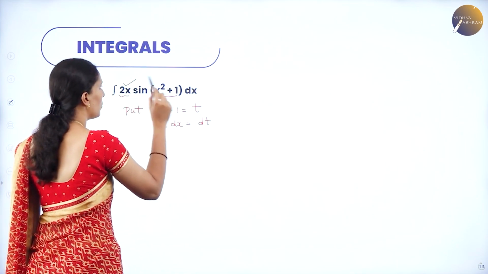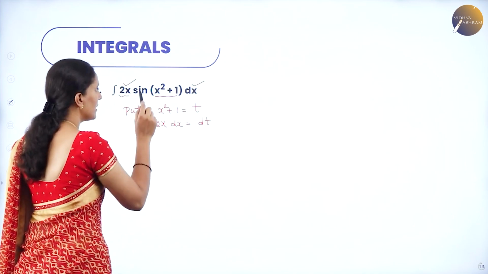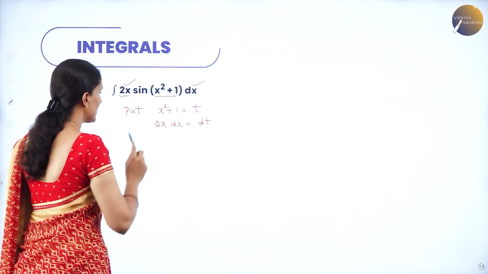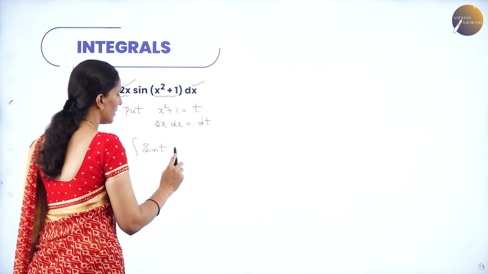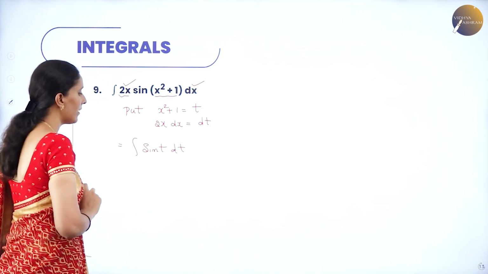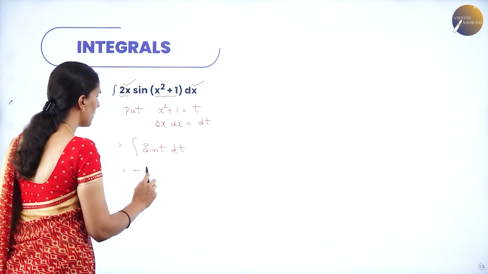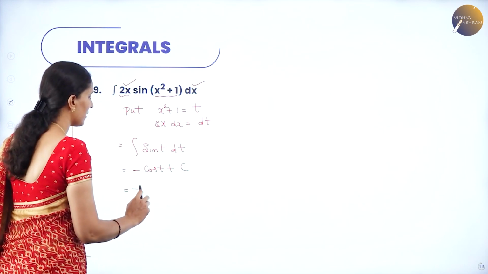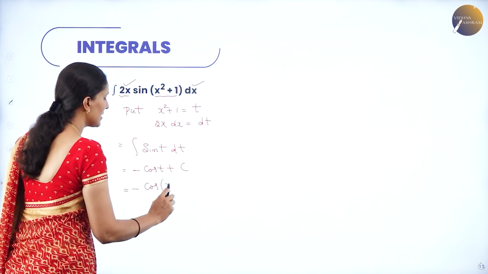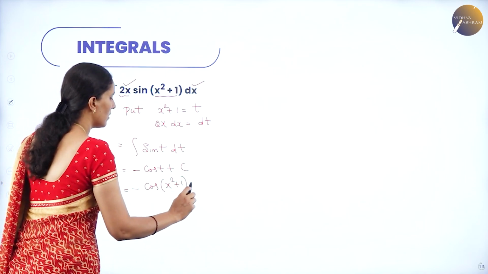So you can take 2x dx as dt, sine x square plus 1 as sine t. So we will get integral of sine t dt. What is integral of sine t? It is minus cos t plus c. But what is t? T we have taken as x square plus 1. So the answer is minus cos of x square plus 1 plus c.